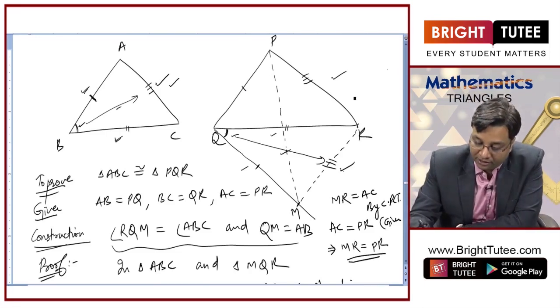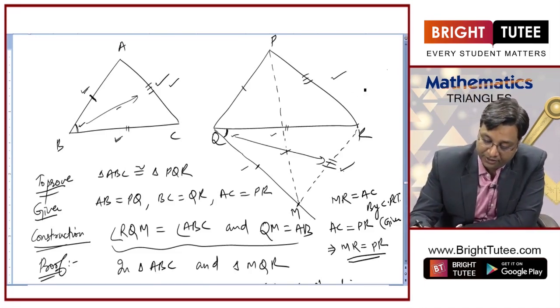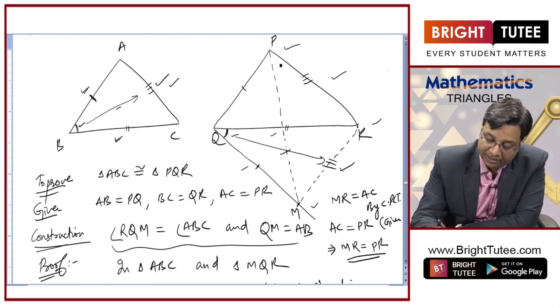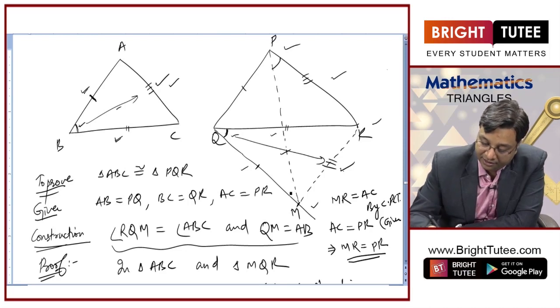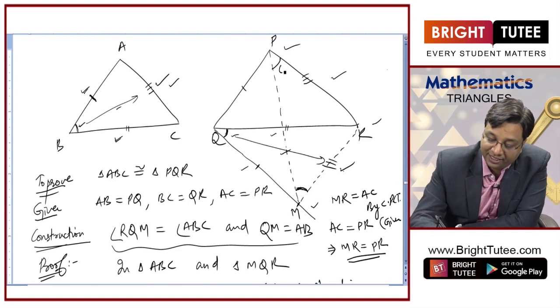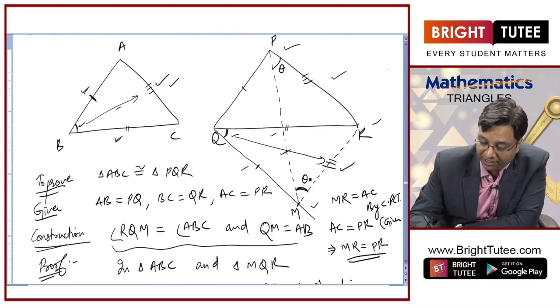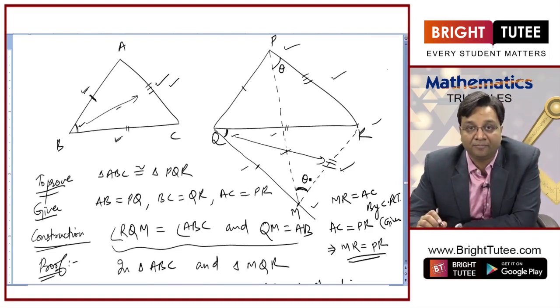Okay. Now look at this triangle, triangle PRM. This angle is equal to this angle. Why? Because these are base angles of triangle PRM, which is an isosceles triangle.